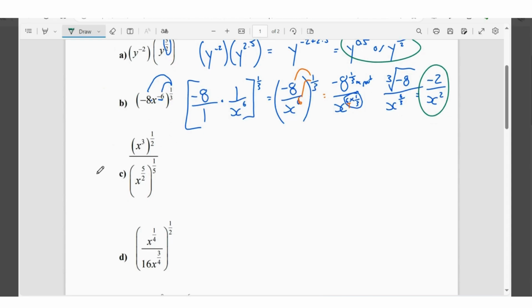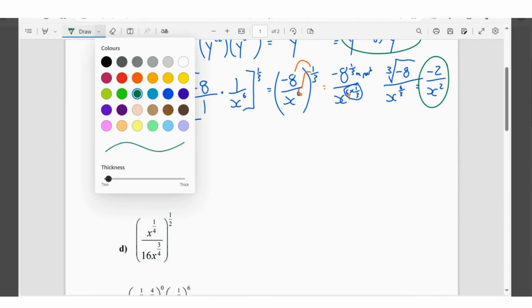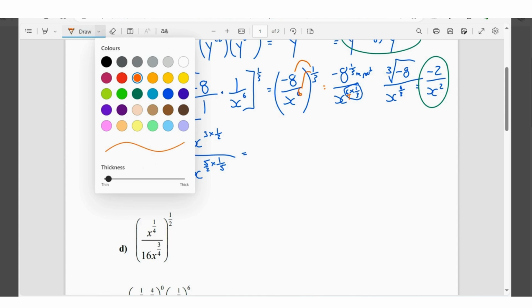Let's do this next one. Here's, I think, a good example of this. I would start by multiplying this inside. So let's do that. A half times a third and a fifth times 2/5. So on the top, I've got x to the power of 3 times 1 over 2 and x to the power of 5 over 2 times 1 over 5. And now let's see. Remember, this is over an invisible little 1.